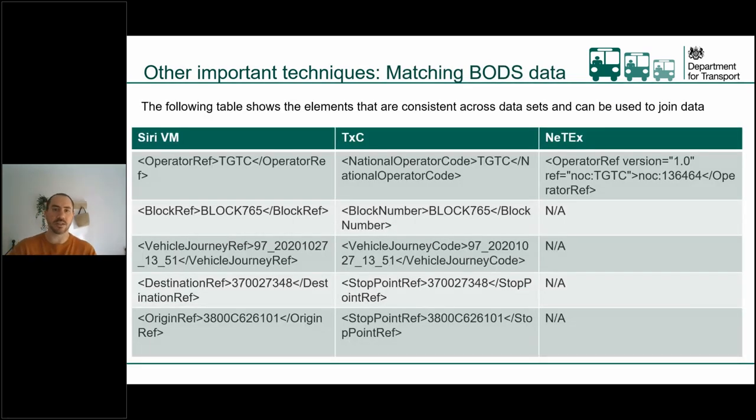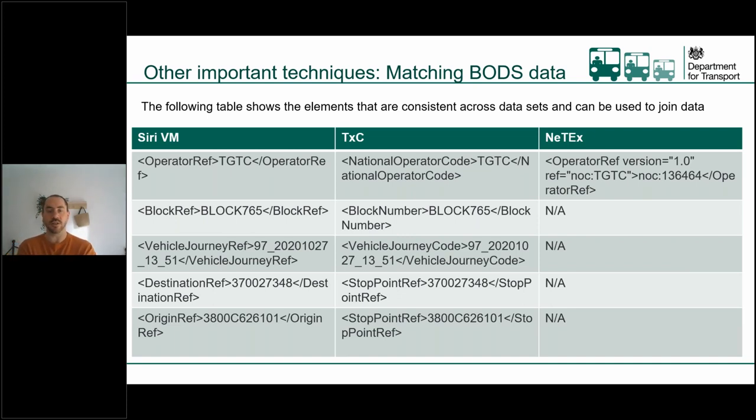Okay, this is the last slide, then we're going to get to questions. So I'm going to talk about matching data. I've talked about the operator section. The middle column you can see is for the TransXChange. So the national operator code you would expect to be in there. This should join up with the operator ref in Siri VM, and also in NetX you should see the operator ref in there too. So you can use the national operator code to make sure that you're looking at data for the right operator. But for Siri VM, you'll be interested in looking at what journey that bus is on at that point in time, and you can see their location.